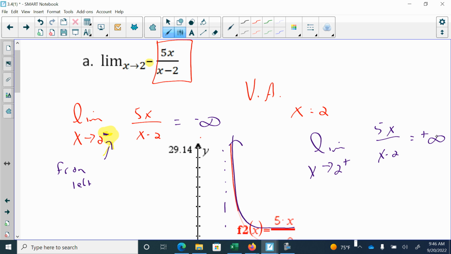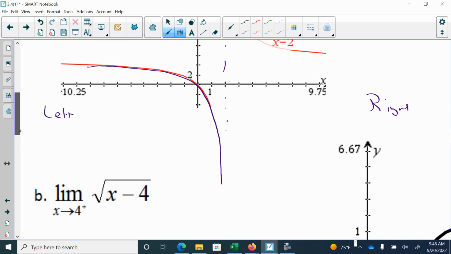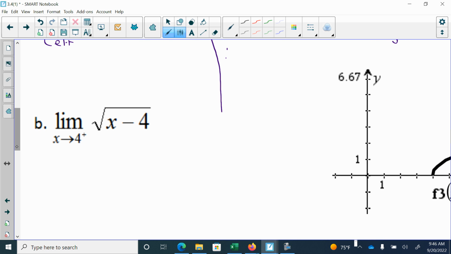Pardon me? I'm traveling to the left, but I'm approaching from the right. Yes. Moving on. Do you guys have this one? Yeah. All right. This one is approaching from what side? The right. Right.